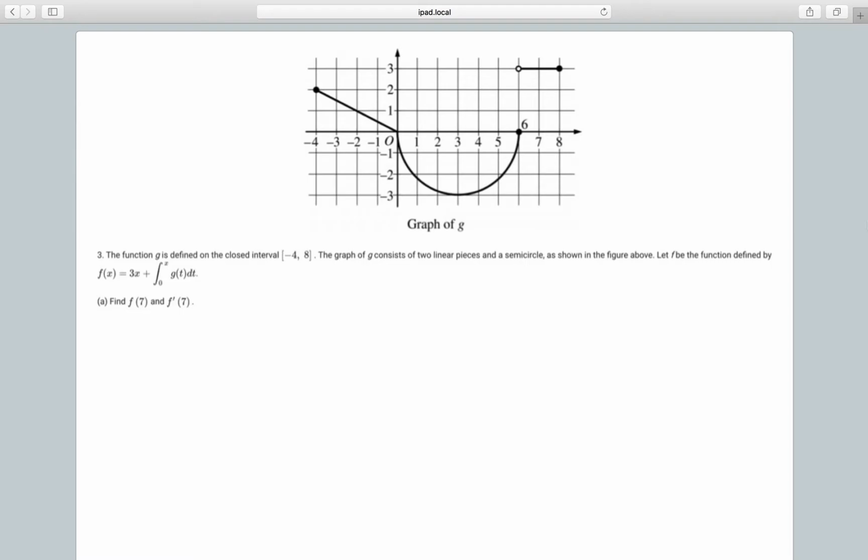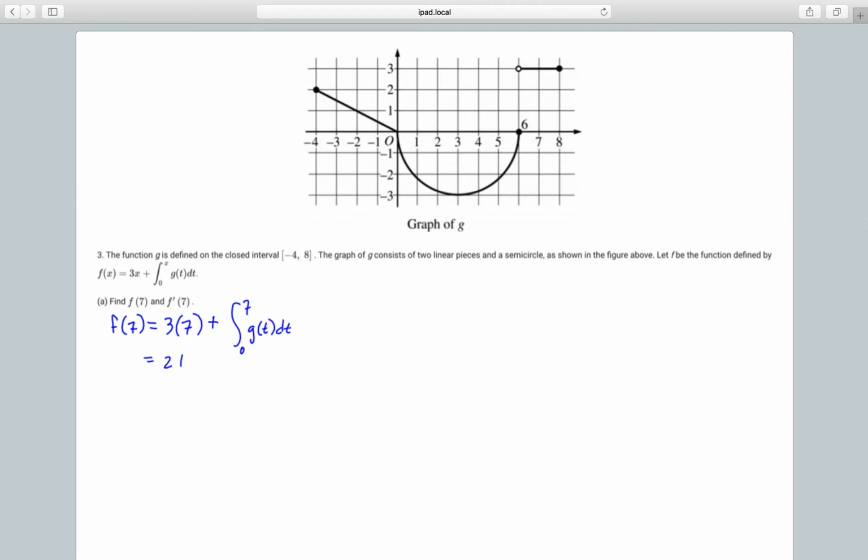And then f is defined as 3x plus the integral from 0 to x of g of t dt. First thing we're asked is to find f of 7 and f prime of 7. So let's start out with f of 7. So we're just going to replace x with 7 in both places. Plus the integral from 0 to 7 of g of t dt.